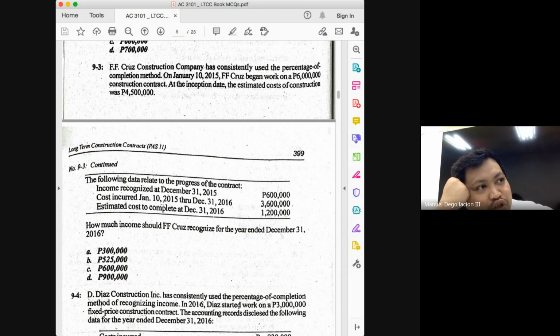It's percentage of completion times expected gross profit. But this time, what is unknown is the percentage of completion, and what is known is the RGP. So what do you do? You divide 600,000 by 1,500,000. So 600,000 divided by 1,500,000 will give you 40%. Sorry, the percentage of completion is 40%.